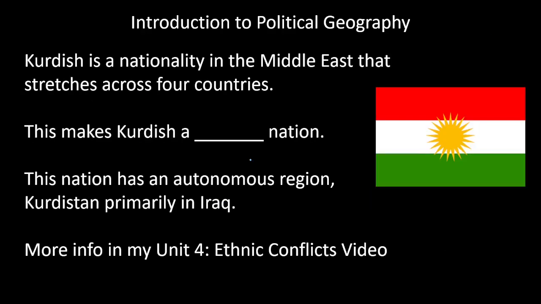Alright, here we go. Kurdish is a nationality in the Middle East that stretches across 4 countries. This makes Kurdish a what? This makes it a stateless nation. I got that one right. This nation has an autonomous region, Kurdistan primarily, in Iraq. It does not have its own state. It does not have its own nation state. And has very little sovereignty. That makes it a stateless nation. So it's kind of stretching about. It kind of lives there. They want their nation state. They really do, but they're not getting it. They do have an autonomous region, but that's not good enough because then they're still kind of controlled by Iraq.